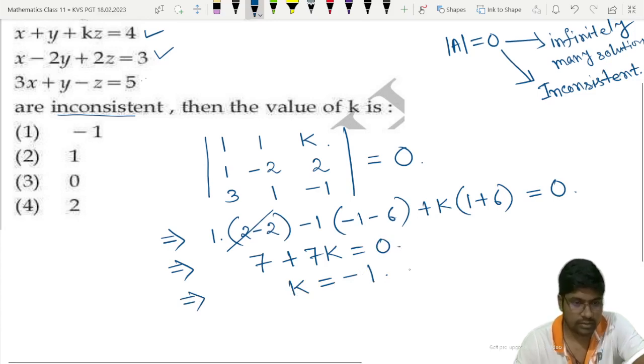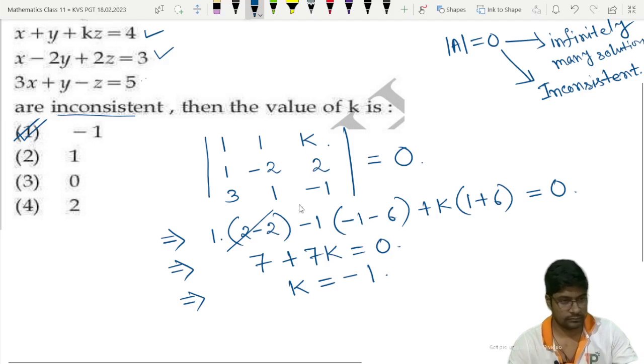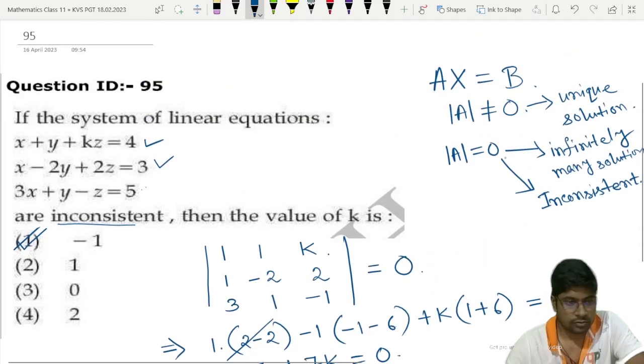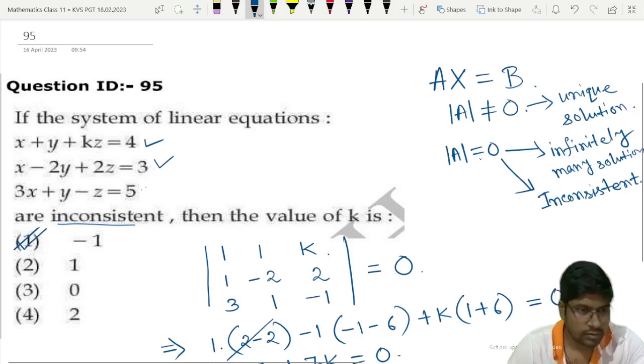So what is the value of k? Then look at the options. Which option will be correct? Option 1 is the correct answer. So this was question number 95. Next we will go for question number 96.